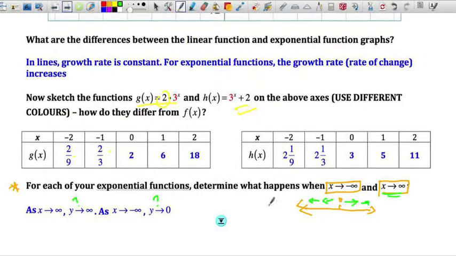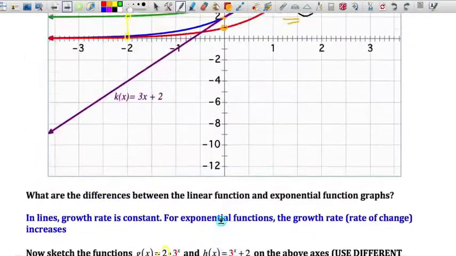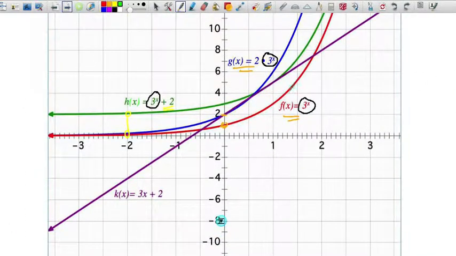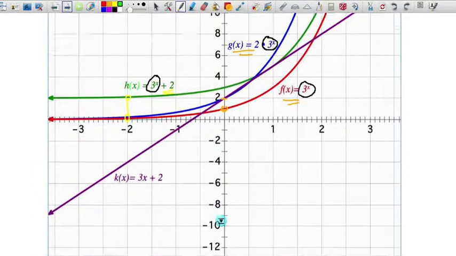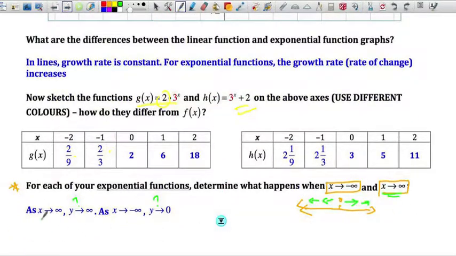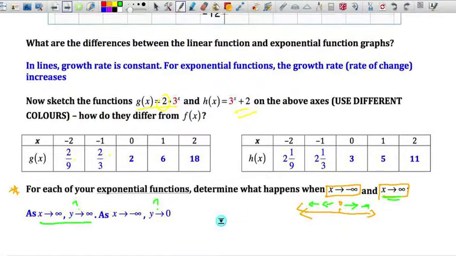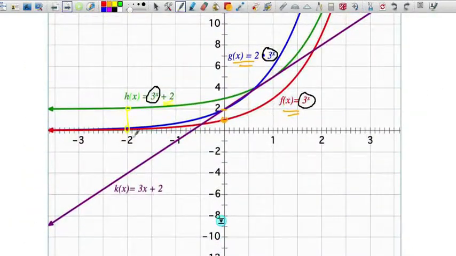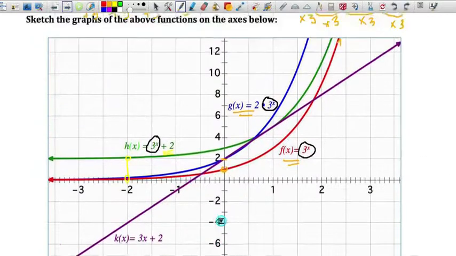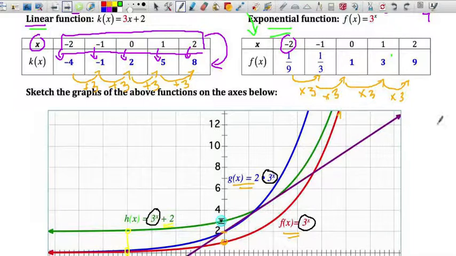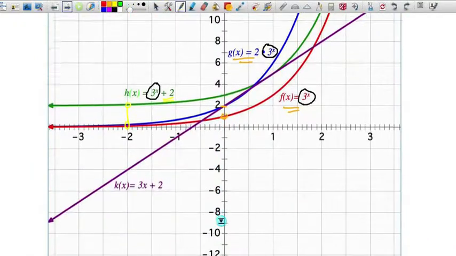And as you can see, as x approaches minus infinity, y approaches 0. If I go up to the graph, you can see that for the f of x function, as x gets smaller and smaller, the function gets closer and closer to the x-axis, which is where y is 0. And likewise, as x gets bigger, y gets bigger. If you go back to your graph and we look again at f of x, as the value of x increases, the value of y also increases, and that's why we call these growth functions. The value of x increases as the value of y increases.